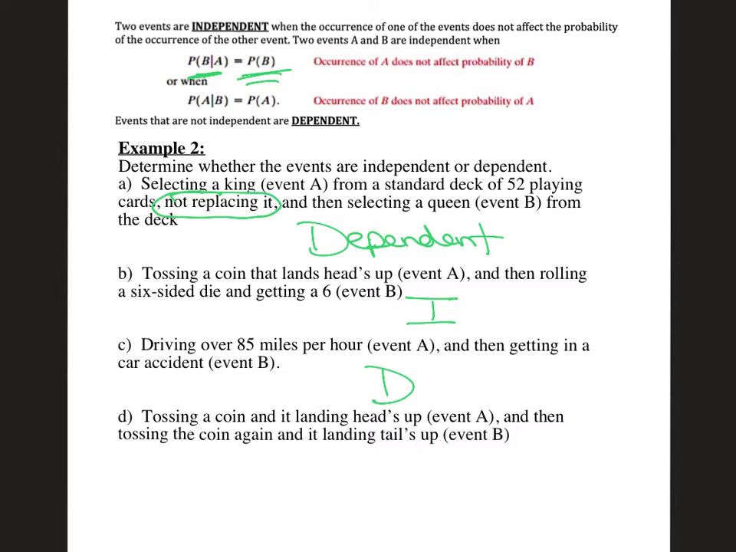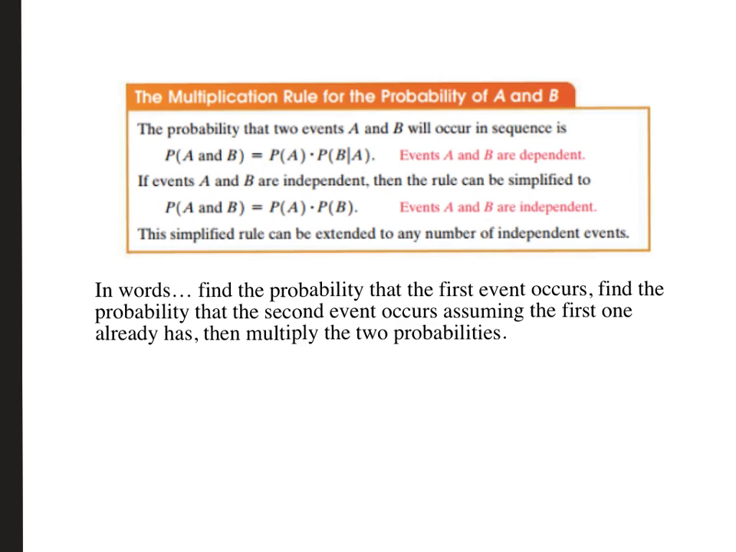Tossing a coin and landing heads up, and then tossing the coin again and landing tails up the second time around. Your individual coin tosses are independent of each other. One does not affect the other. Okay, all right, so what do we got next?